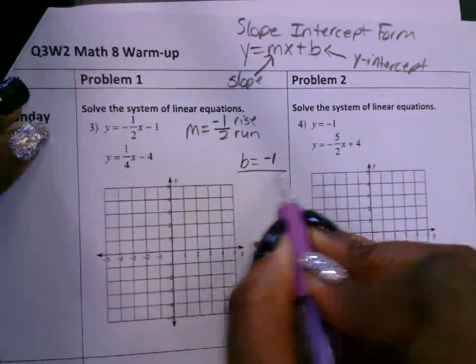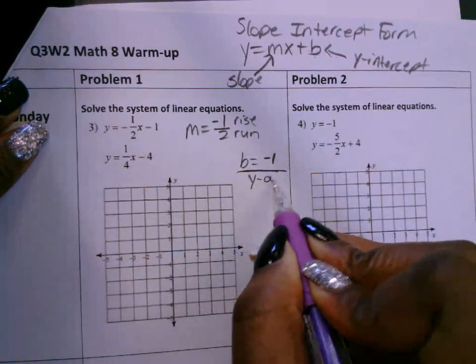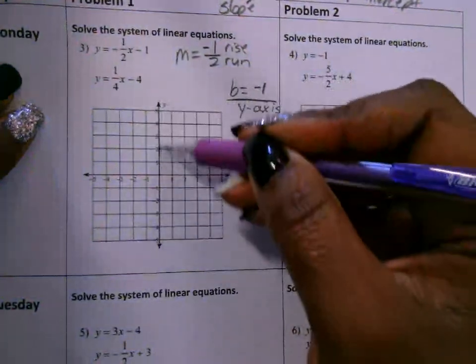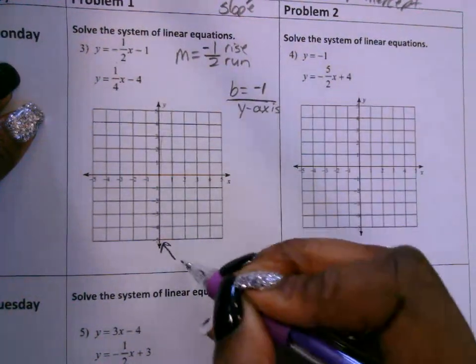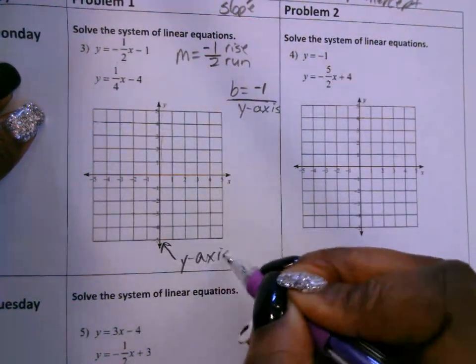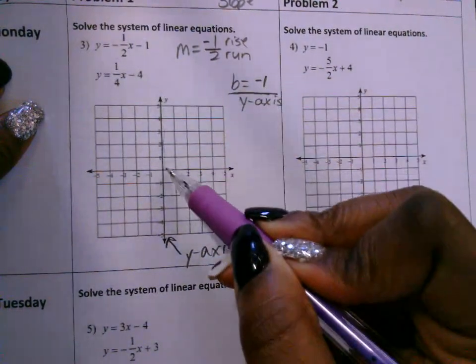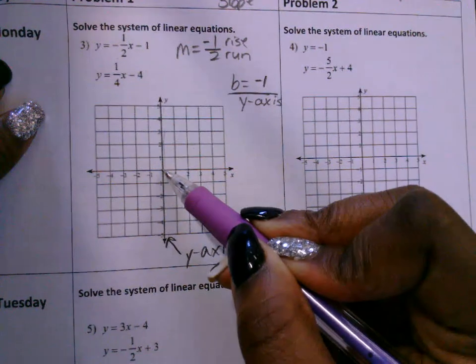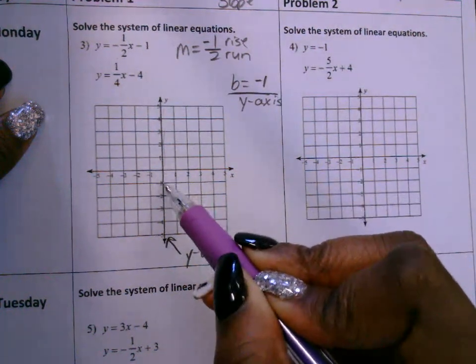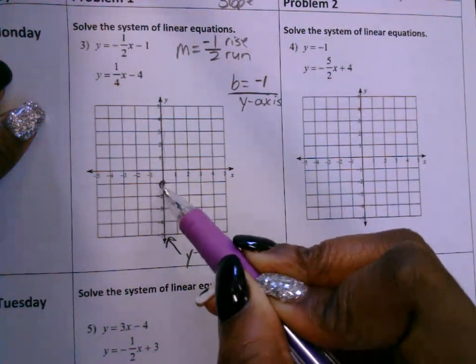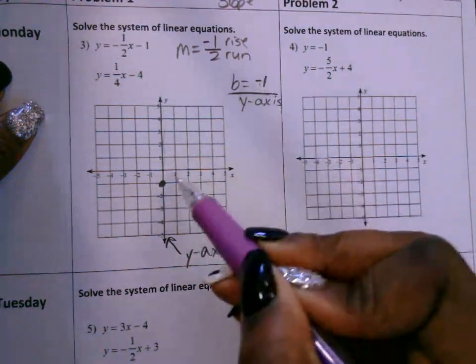Now we're going to find b on the y-axis. Negative 1 on, this is the y-axis right here. I'm going to label this as the y-axis. Negative 1 is, this is 0 on the y. Negative 1 is right here, 1 below the origin. This is negative 1 on the y-axis. That's my b.